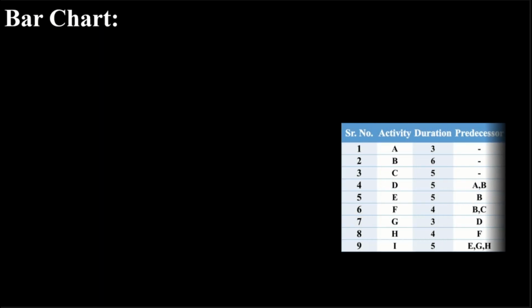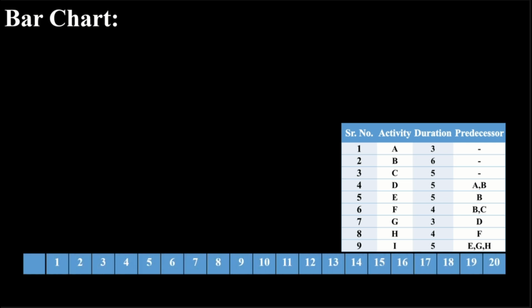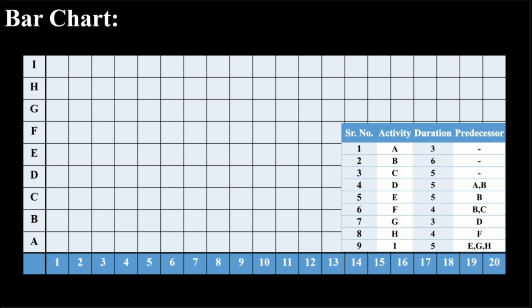Now, let's visualize these activities in a bar chart, or Gantt chart, and prepare a complete bar chart for a given project. The x-axis represents time, which may be in days or weeks. The y-axis represents activities. To represent any activity on a bar chart, we need start and end points. The start point is determined by the predecessor column. The end point is calculated by adding the activity duration to the start point.